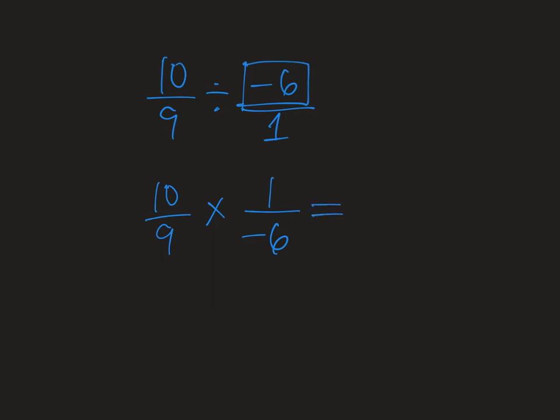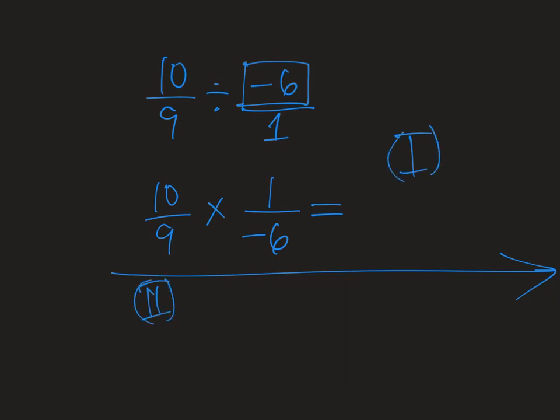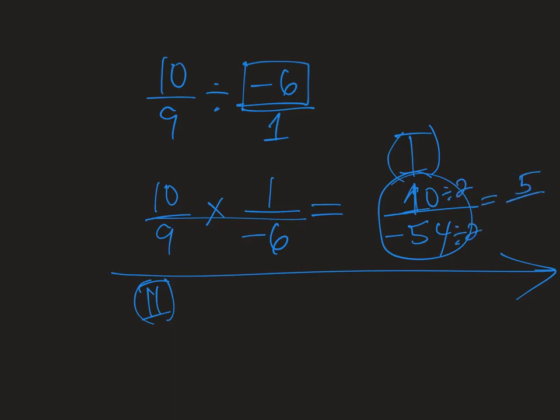Now you can go ahead and multiply across, right? So we're going to use two methods. Method 1 here and method 2. Method 1 is where you multiply across. So you have 10 divided by negative 54. So notice now you have to simplify this, right? So you can divide both sides by 2. So we have 5 over negative 27, and then negative 5 over 27.